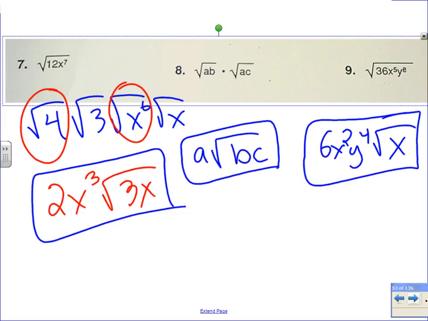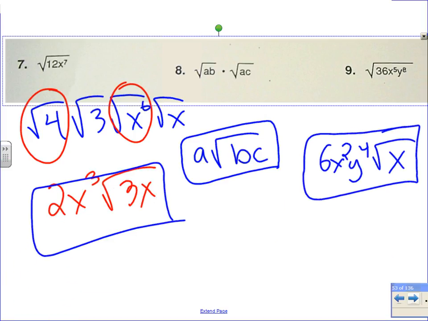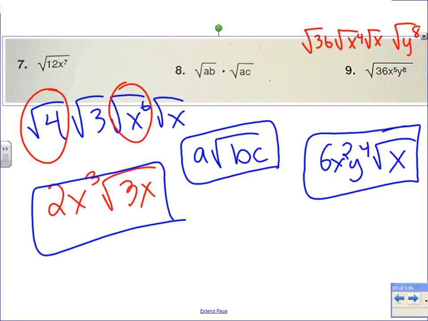Okay, any questions on anything on that page? Positive. Gio. Sure? Drew. Number 9? Okay. So number 9, whoops. Drew, do you know what you broke yours down into, or is that what you're stuck on? Okay, so square root of 36, square root of x to the 4th, square root of x, square root of y to the 8th.